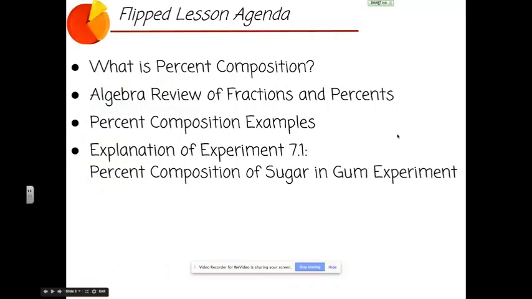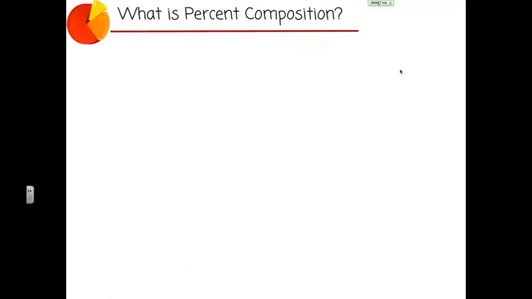So today's flipped lesson agenda includes what is percent composition, an algebra review of fractions and percents, a percent composition example, and an explanation of experiment 7.1, the percent composition of sugar in gum. So what is percent composition?